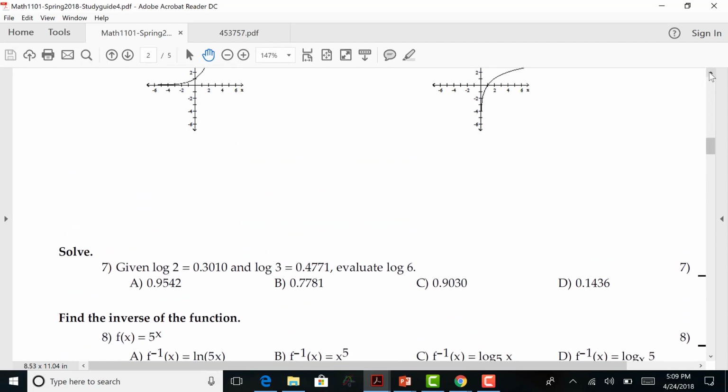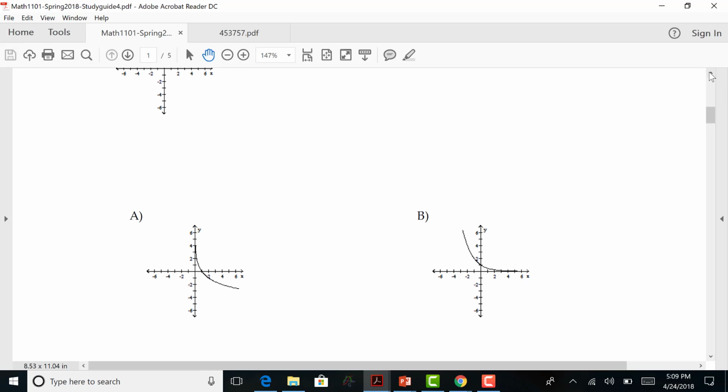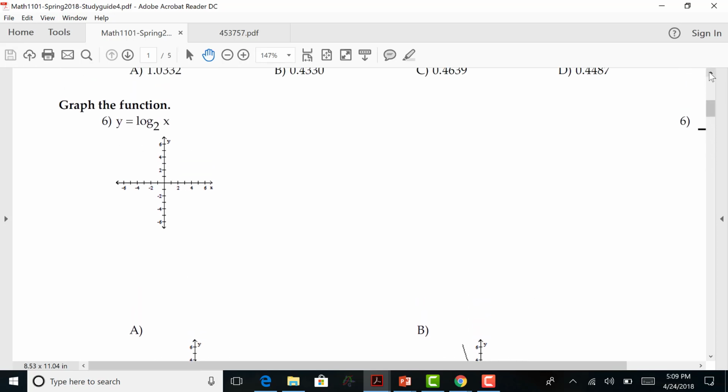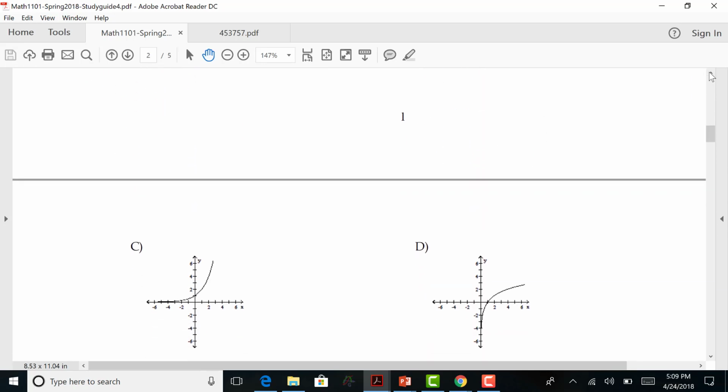All righty, so number 6, you literally type it in Desmos and pick the right picture. Number 6, you just type it in Desmos and pick the right picture, and the picture should be D.